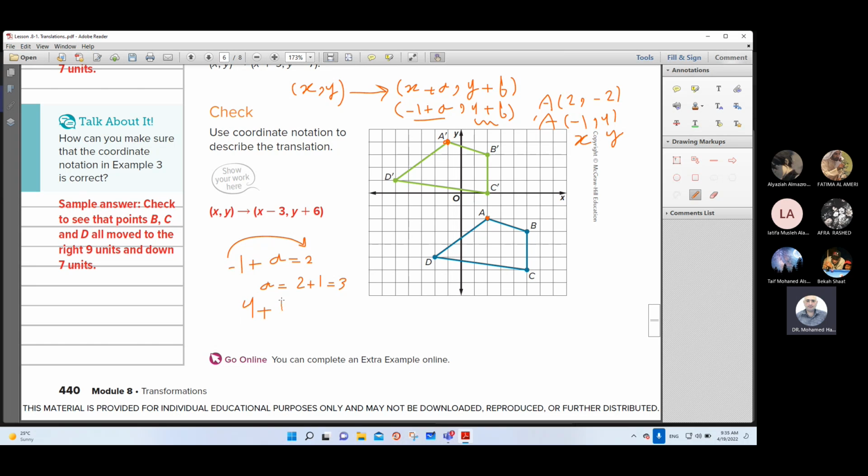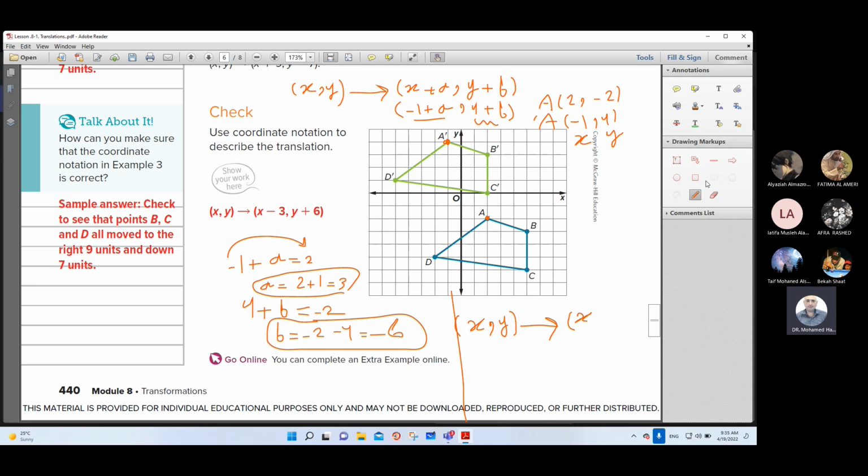4 plus b equals negative 2. Solve this equation, we can take 4 to the second side. So b equals minus 2 minus 4, which will be minus 6. So we know now the value of a and the value of b. So we can go back to the same rule: x, y translated to x plus a. What is the value of a? 3. So, sorry, here minus 3, and b equals minus 6 means y equals y minus 6.